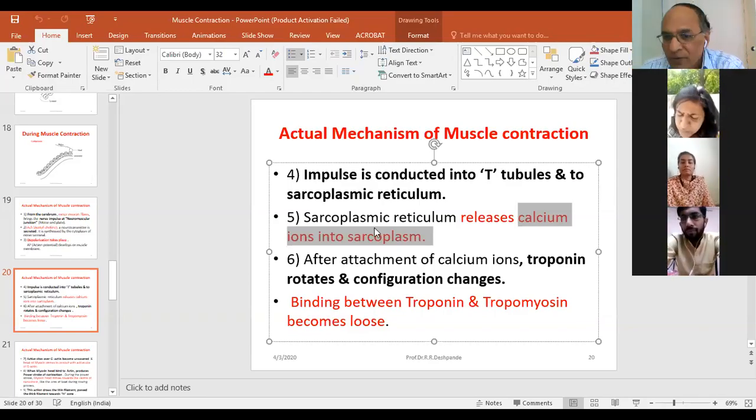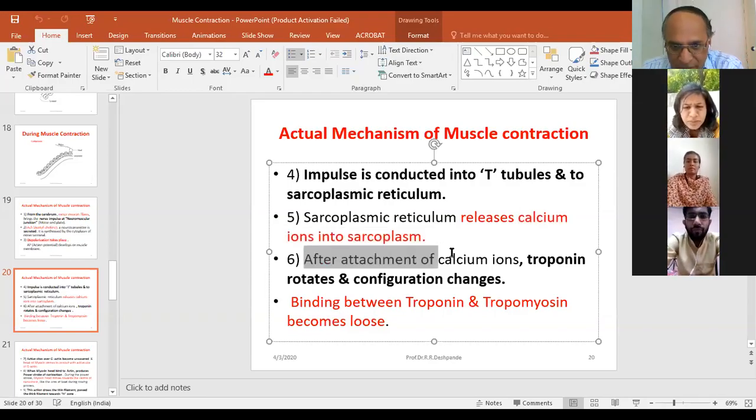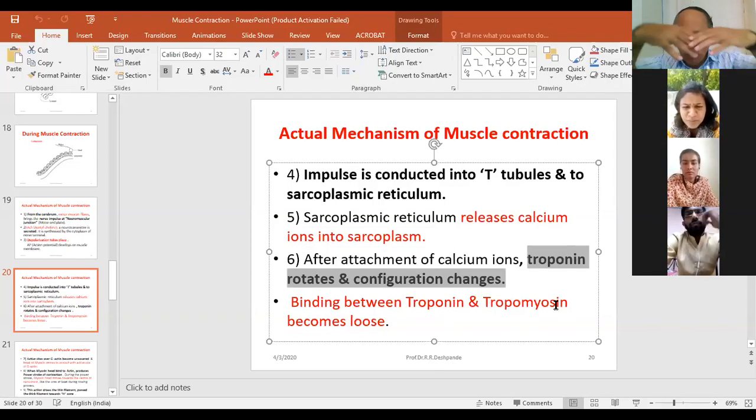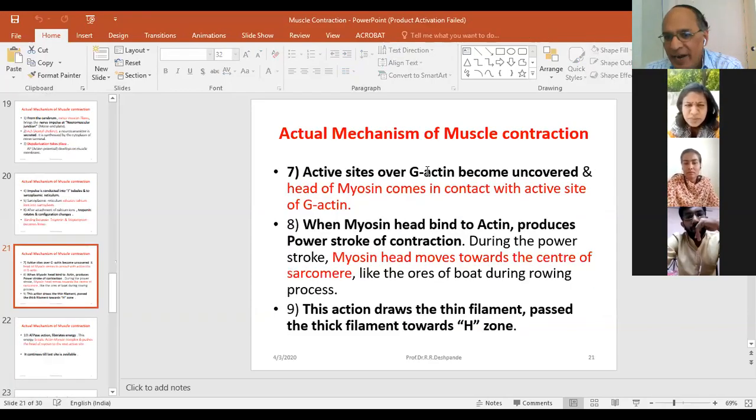And so what happens after that initiation? Remember this thing, only after the attachment of calcium, troponin rotates and actin is open. The binding between troponin and tropomyosin becomes loose, and tropomyosin is exposed. Open the door. Then next, the active sites of G-actin become uncovered, and the head of the myosin comes in contact with the active site of G-actin.